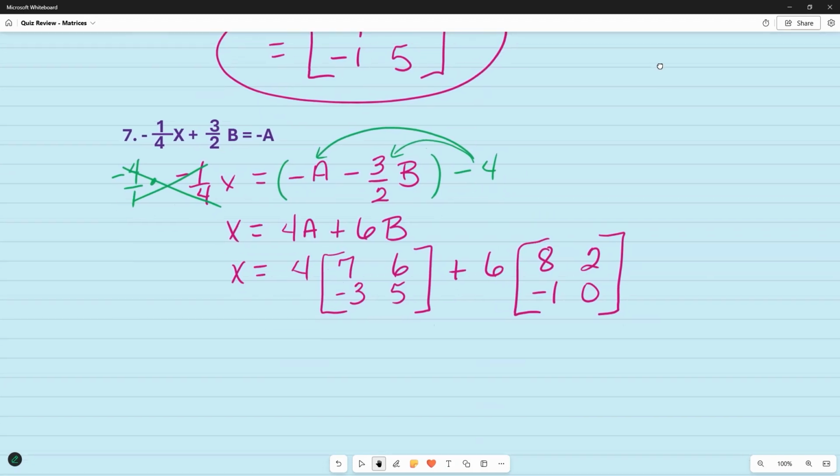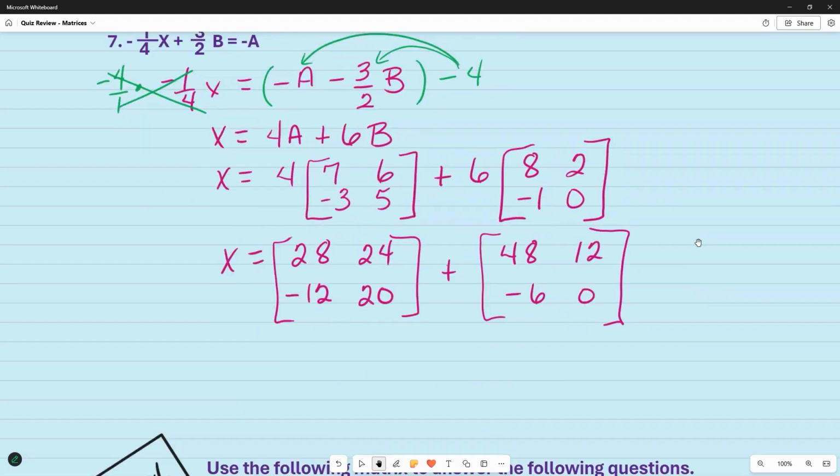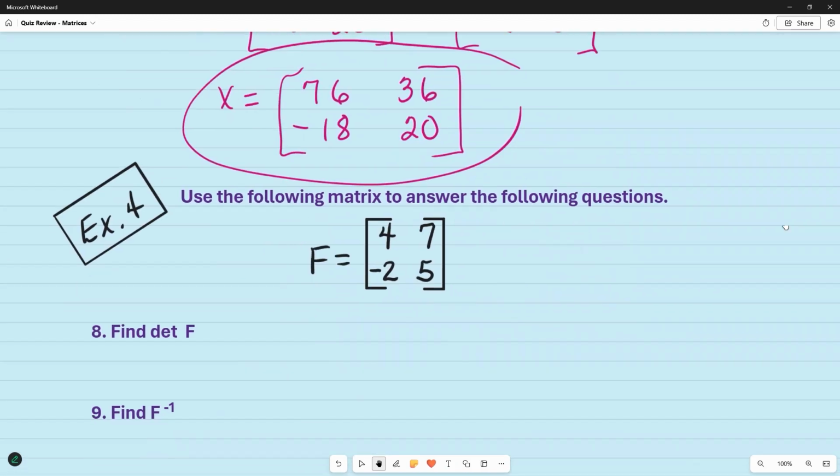All right, so I just substituted in for the a and the b, and I have the scalars 4 and 6 on the outside. Once I distribute the 4 to each element for a and then the 6 for each element of b, I actually will add each element to get the result.